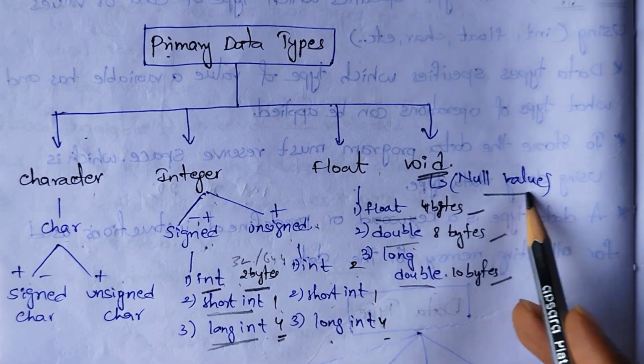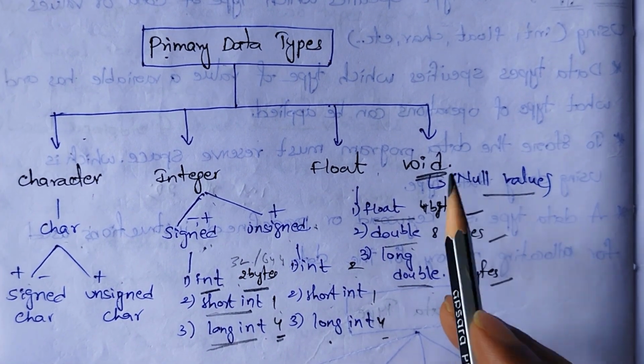What is the size of the float? It is 4 bytes, double size is 8 bytes, long double is 10 bytes. And void is the null value. It won't print any value. This is about the primary data types.